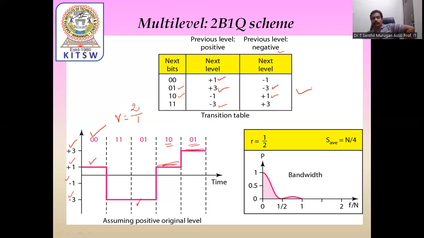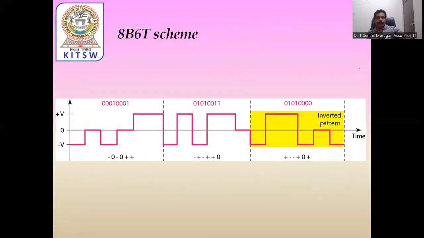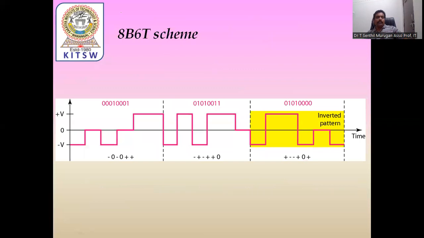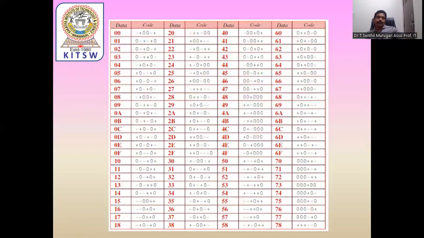Like that, this table is used for multi-level transmission. Like this, redundancy may happen. Another technique is 8B6T. Here 6 signal levels are used, 1, 2, 3, 4, 5 and 6, to represent 8 data bits. That is how we can represent the data. They have given this table for your reference. Whenever you have time, you just read it.